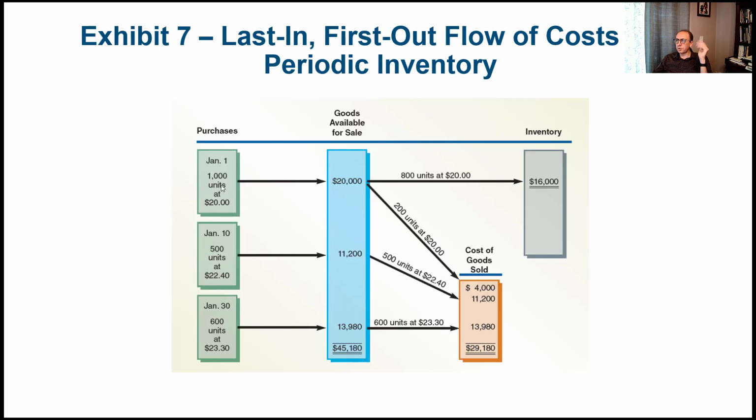And again, the same approach here. We have the 1,000, 500, and the 600. Actually, this is the ending inventory, the 800 at 20. And then what we sold is 600, 500, and then 200 from the original units. So we have 3 batches that we calculated our cost of goods sold from. This is the most recent purchase, 600 units, and then 500 from the previous batch, and then 200 from the original batch.